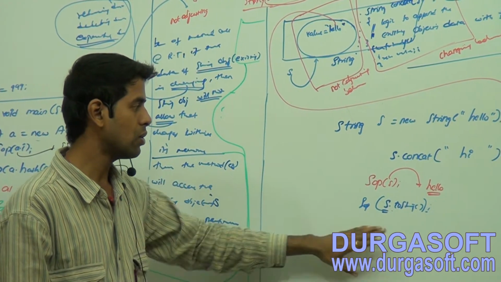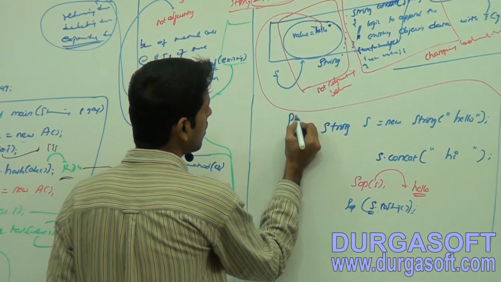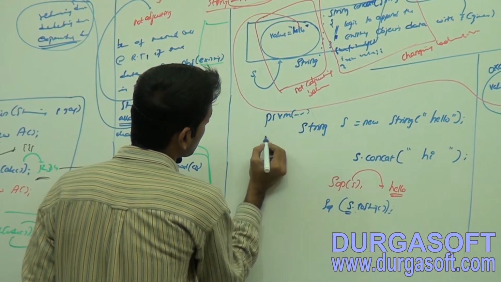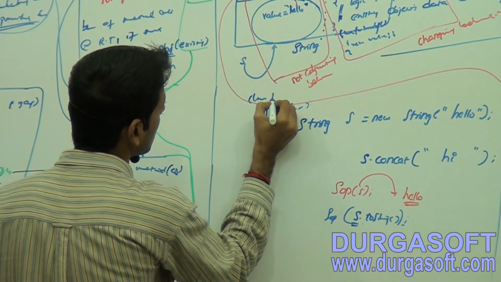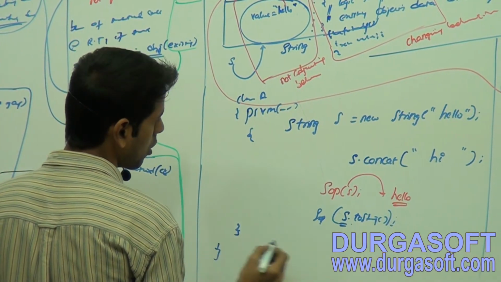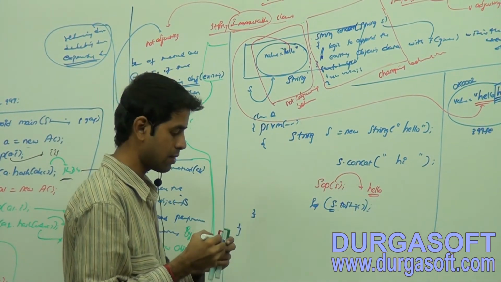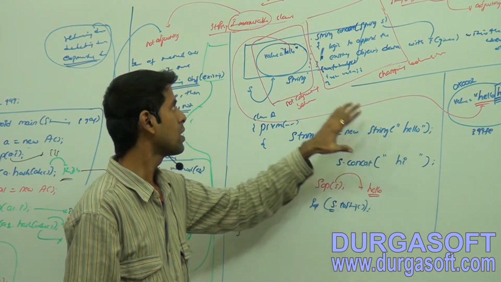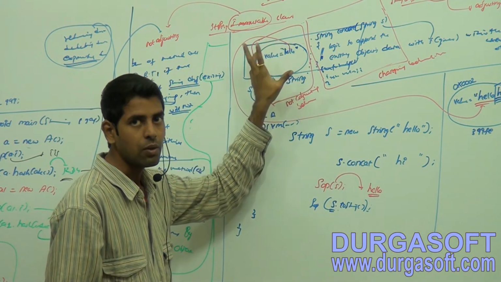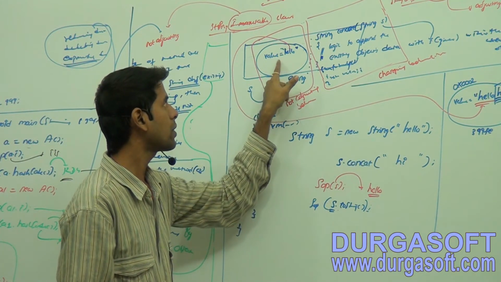Now observe here, let me compile this piece of code. public static void main, let it be within the class A. Now the output is what? Hello. Why? Because I created String s equals new String, so an object has been created with data as Hello.